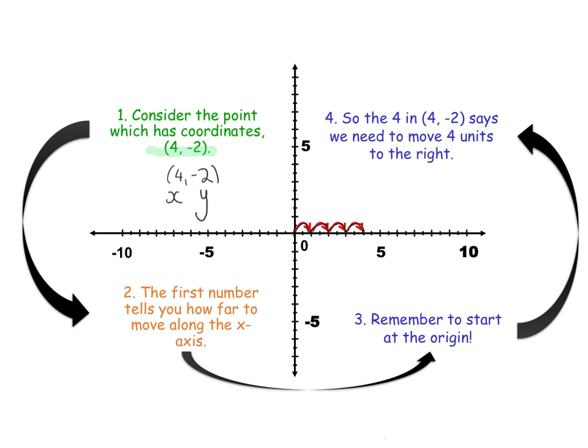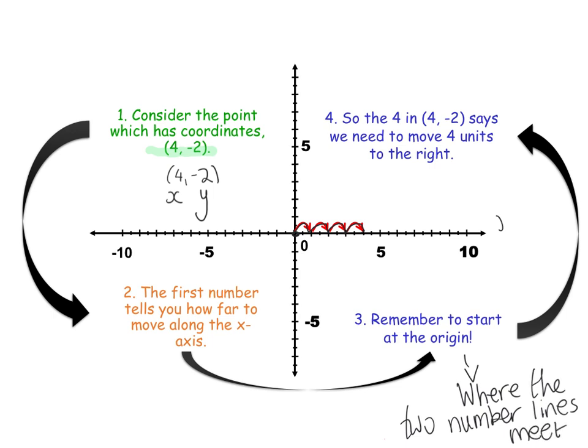And we always start at the origin. Remember that the origin is where the two number lines meet. As well, we have our x-axis, which is horizontal, and we have our y-axis, which is vertical. So the 4 in (4, -2) says we need to move 4 units to the right. So we have moved 4 units to the right here.